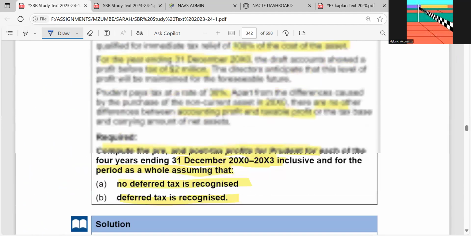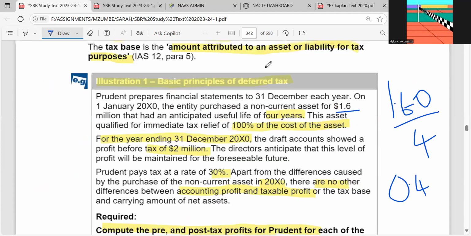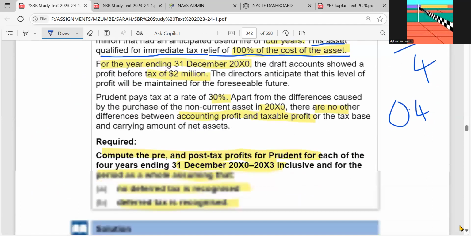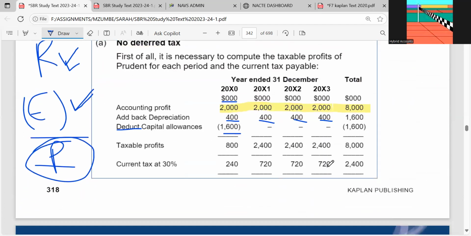We are given such information right here. We are told this asset here qualified for immediate tax relief of 100% of the cost of the asset. So for tax purpose, we claim 100% of it. So 100% times 1.6, we still get 1.6, and that's why you have it here, right? So we deduct it. So if you see, you get the picture. Now you see this plus this plus this plus this is 1.6, right?